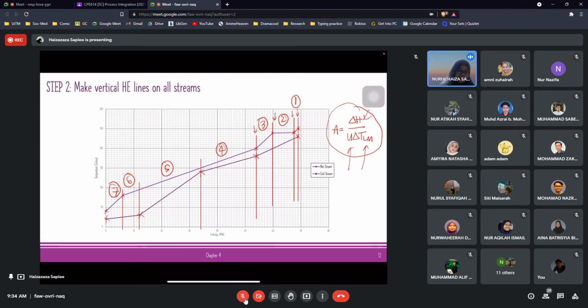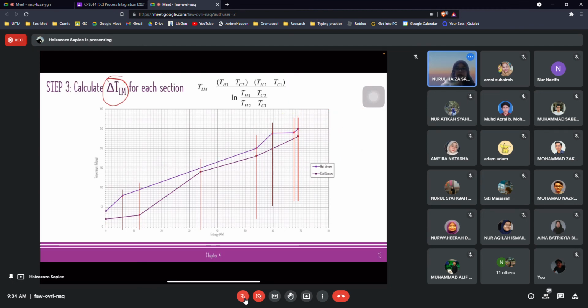So we're going to start with your delta T log mean. So we want to calculate dia punya log mean temperature difference for each of those sections. So remember all these different sections. So kita akan start dengan section 1.